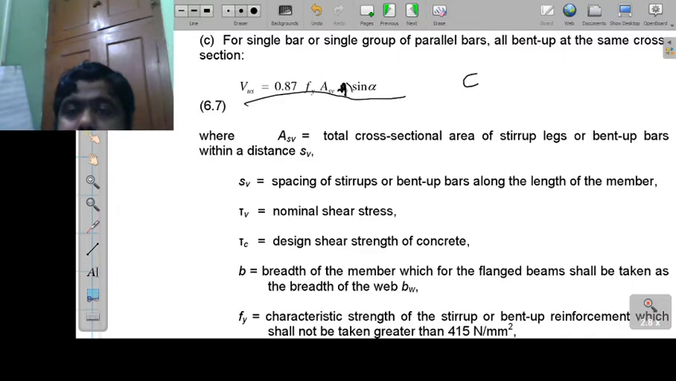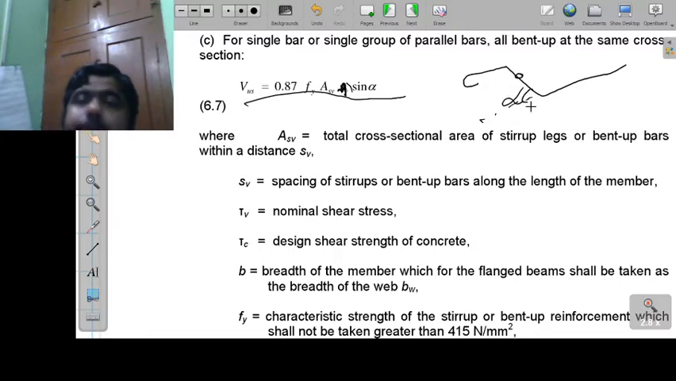Because here all are bent up together, whatever be the bar, this angle is alpha here, this the area. So Sv will not come, so this spacing will not come here. Wrongly it was written. So what is this Asv? It is the total cross sectional area of the stirrup legs or bent up bars, whatever we are providing. Sv is the spacing of the stirrups or spacing of the bent up bar groups.